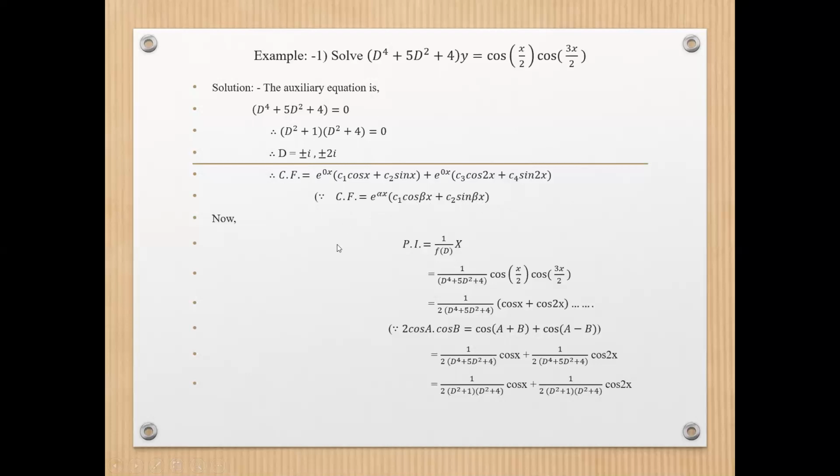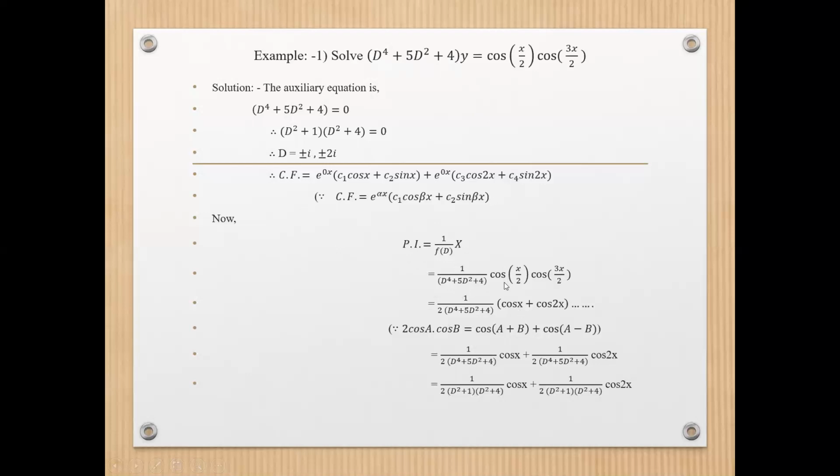Now we have to find the particular integral. Particular integral is equal to 1 upon f of D into X. This is the definition of the particular integral. 1 upon f of D, f of D is nothing but D raised to 4 plus 5D square plus 4 here, into X. X is nothing but cos x by 2 cos 3x by 2.